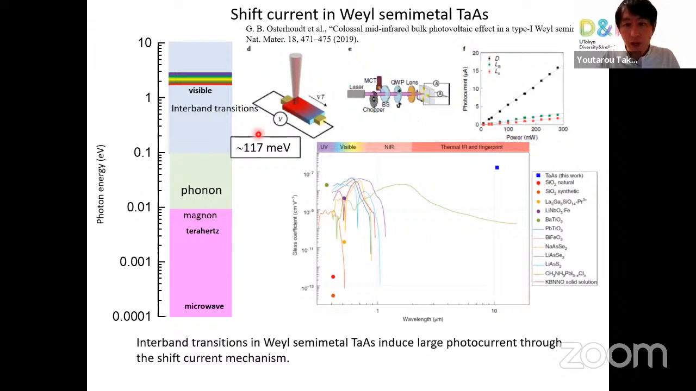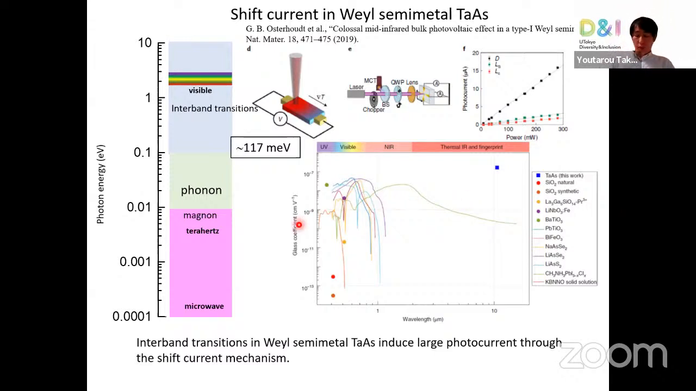In tellurium arsenide, a famous Weyl semimetal, a photon with an energy of 100 eV, or 10 micron wavelength, can induce a large photocurrent. This large photocurrent is ascribed to the shift current, which occurs on the interband transition between the topological electronic band structures.